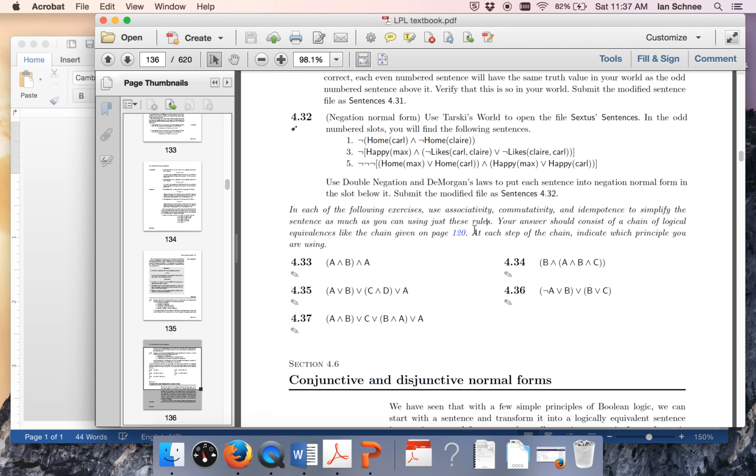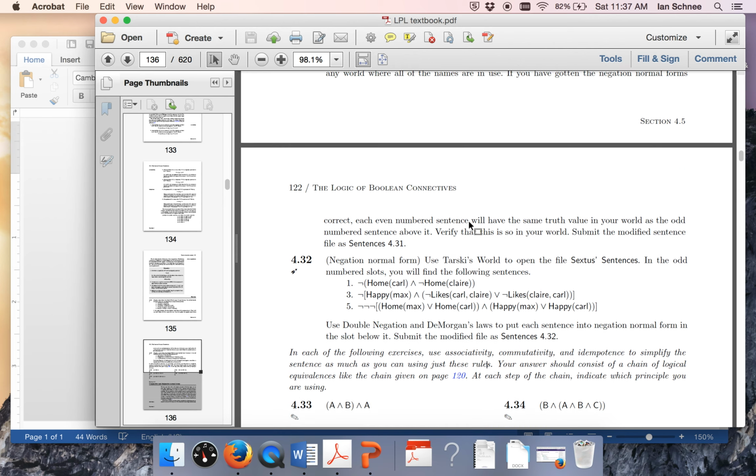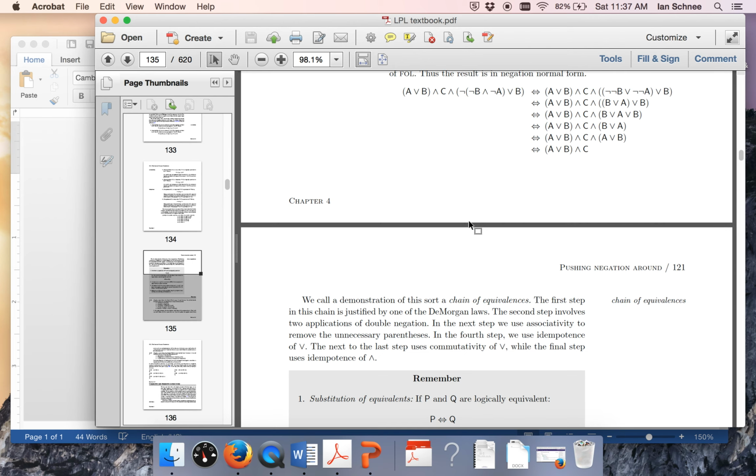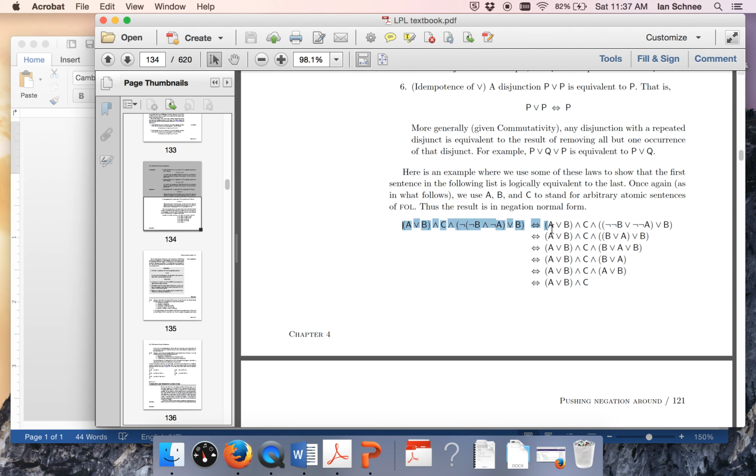The book says check out the proof on page 120 in order to get an idea of what they're looking for. So let's go look and see what they say. What they mean is this thing down here. This is the chain of equivalences. So we have an original formula on the left-hand side here, and every line over here to the right is equivalent to the original one. And every one of these is a transformation of the step before it using some principle of equivalence.